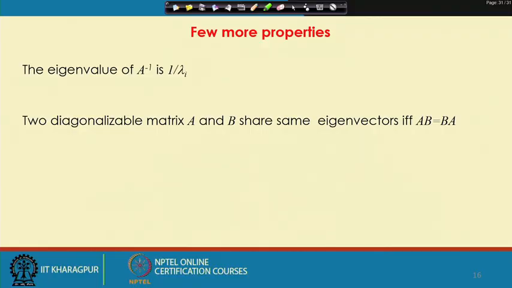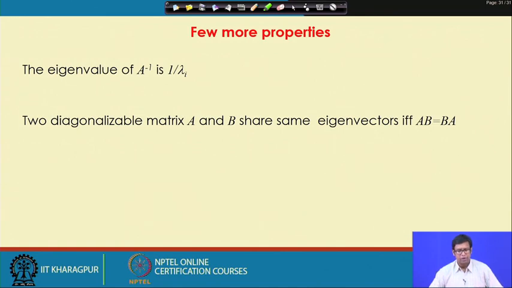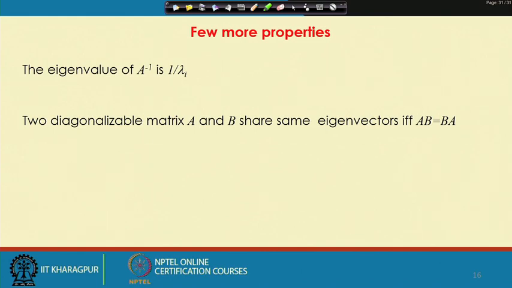Okay. There are a few more important properties: the eigenvalue of A inverse is 1 by lambda, and these things can be very easily proved with a small exercise. Some of these problems may come in exams, and you can check them yourself. These are very straightforward, but it will be a good exercise. Also, if there are two diagonalizable matrices A and B, and AB is equal to BA, then A and B will have the same eigenvectors, not the same eigenvalues, sorry, the same eigenvectors.